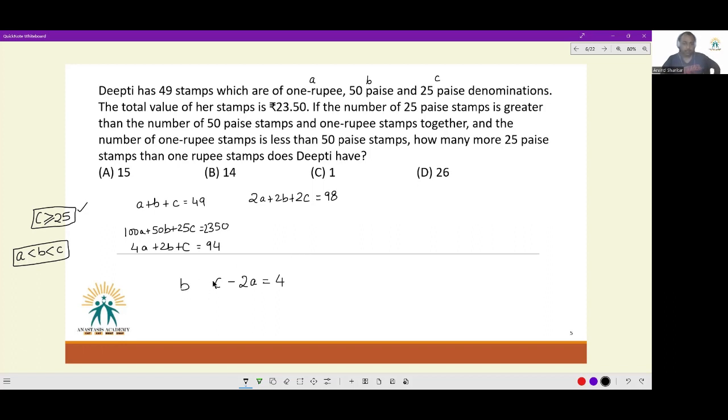B I will write separately. C minus 2A. I know the smallest possible value that C can have is 25. See, if I put 25 here, this is even, so C has to be even only, so C has to be at least 26 now, not just 25. So if C is 26, 2A would have to be 22 or A would have to be 11. 26 plus 11 adds up to 37. And therefore, B will be 12. This seems like a perfectly acceptable storyline.